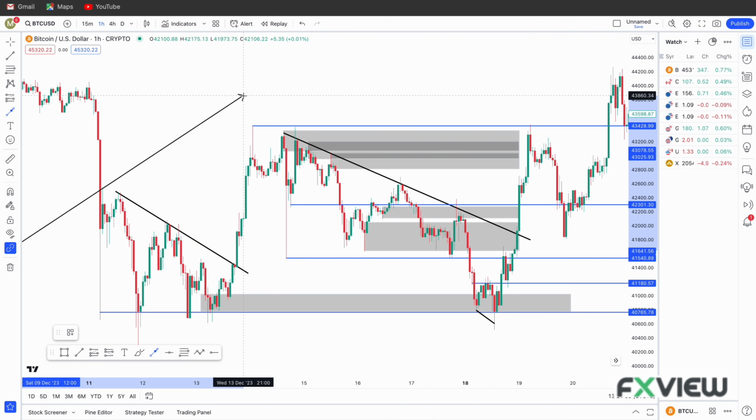Traders, liquidity is one of the ways to go. The reason why banks look for liquidity is that they don't just trade anyhow.